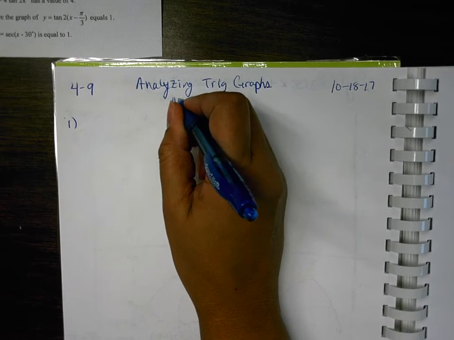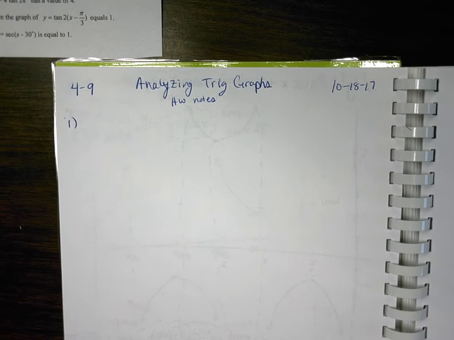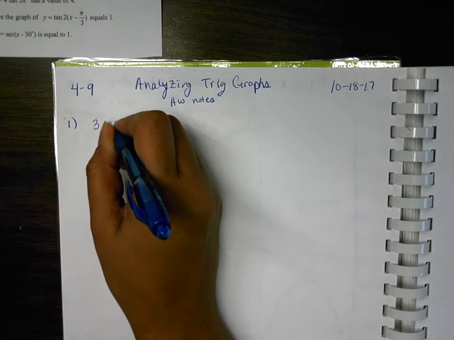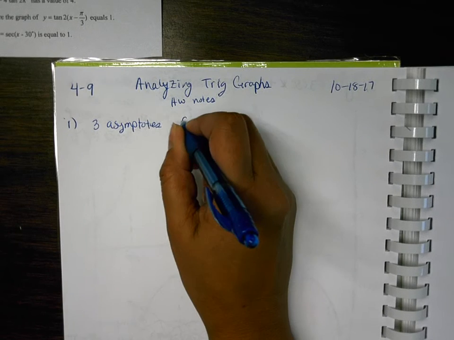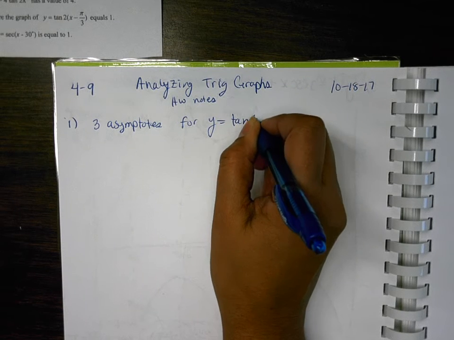So I'm going to label here, these are homework notes. All right, what is number 1 asking us to do? Give 3 asymptotes for y equals tan of 6x. Okay, how many asymptotes? 3.